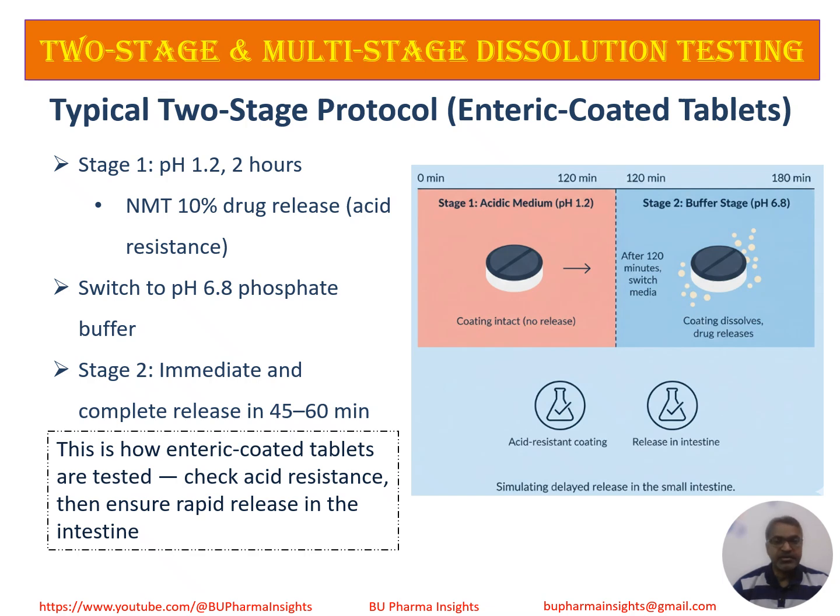For enteric-coated tablets, testing can be done by media replacement or by buffering the same vessel to shift pH. Both approaches are acceptable when scientifically justified. This is how enteric-coated products are evaluated. First, confirm acid resistance and then ensure rapid and complete release in intestinal condition in line with USP and FDA expectation. That's how real GI performance is confirmed in vitro.